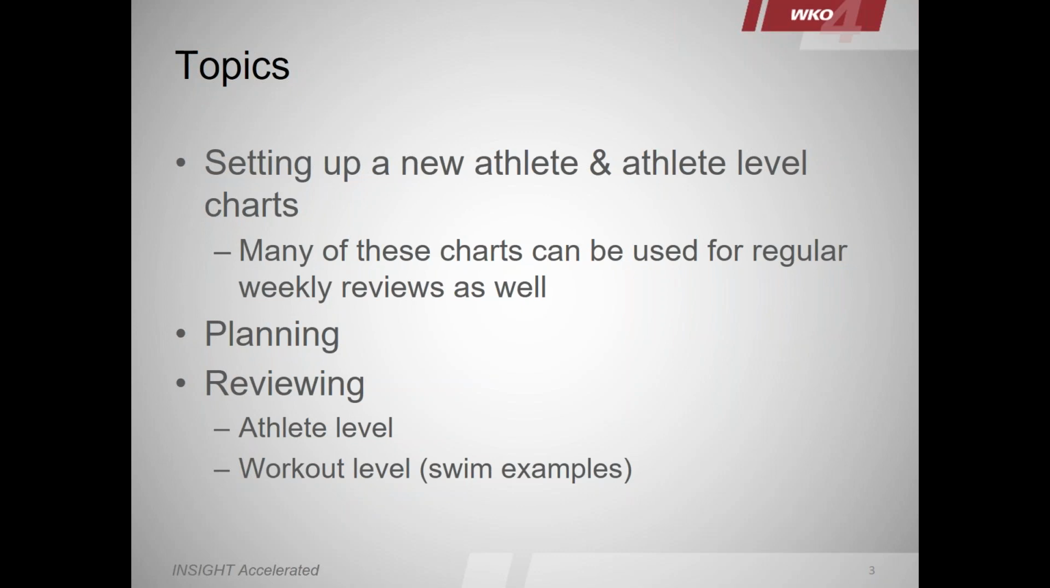I'm going to talk a little bit about some athlete level charts. I did move some of those a little bit later under the reviewing section for the athlete level, but some of these charts can be very interchangeable, because once you've set it up, you're going to want to use it to review as well. Then I'm going to move through planning, both at a seasonal level and some of the things you can do with WKO4, and also on the workout level, planning for maybe some interval workouts, different things like that. And finally, wrapping it up with athlete view, with athlete level examples and workout level examples.